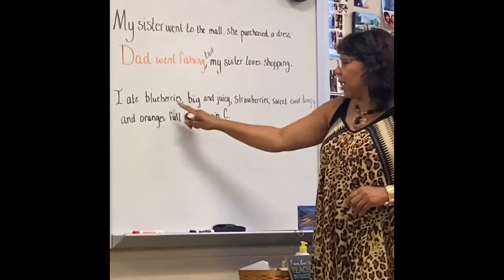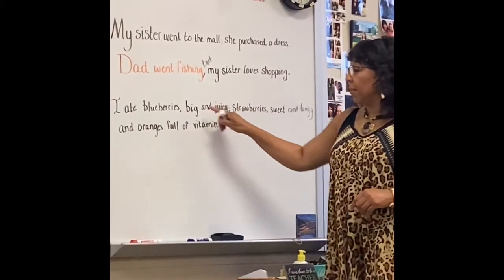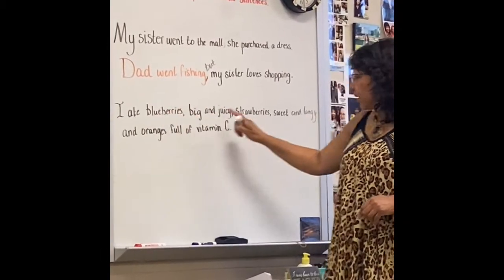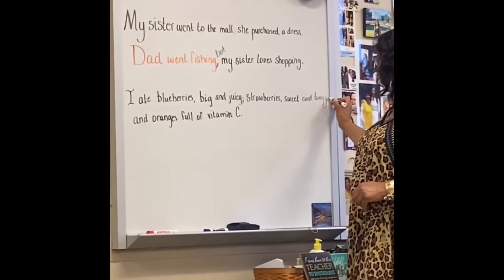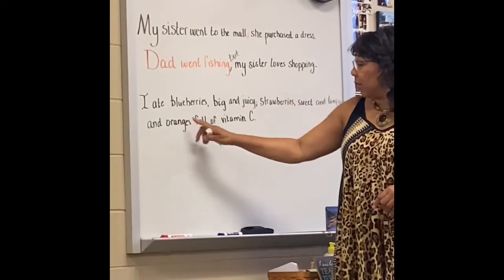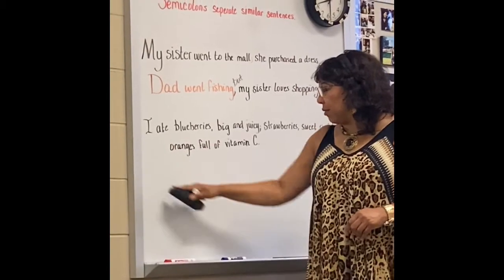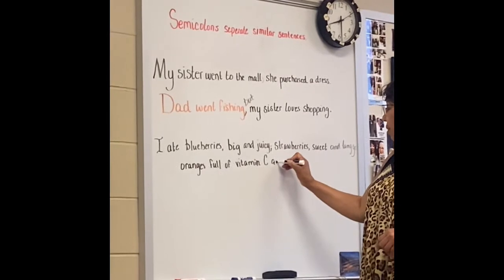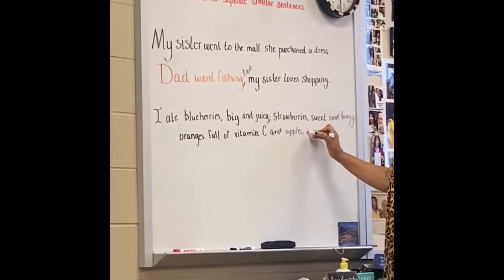Here's what I ate. I ate blueberries that were big and juicy. So I'm going to put a semicolon here because this comma is giving me more details about the blueberries. And then I'm going to say strawberries, sweet and tangy, and then I'll put a semicolon here because I already used a comma there, correct? And then an orange is full of vitamin C. I actually don't need to have that right there, but and then the last one, if I put and apples, so very tart.